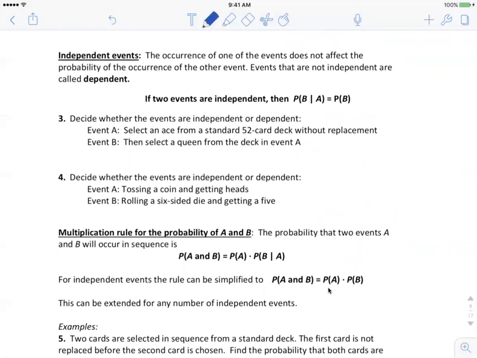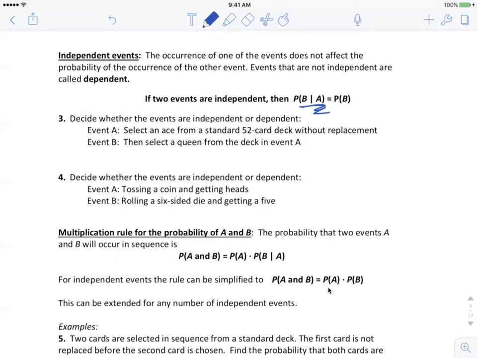Next page, we've got some more terminology. Independent events. Two events are independent if one does not affect the probability of the other. Okay, so like flipping a coin and rolling a die, they're not going to affect each other's probabilities, right? That's independent. When two events are independent, the condition of one happening doesn't matter. Probability of B given that A has occurred is the same as probability of B, because who cares what happened with A? It's not going to affect the probability of B.